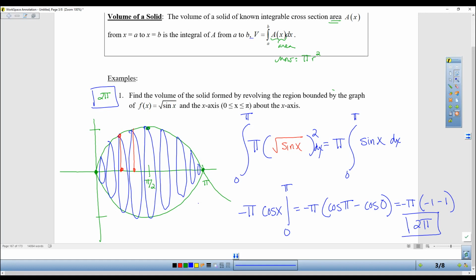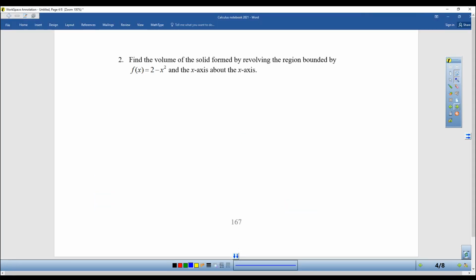All right, hopefully you're getting the hang of these. Find the volume of the solid formed by revolving the region bounded by f of x is equal to 2 minus x squared and the x-axis about the x-axis. So let's go ahead and draw this.